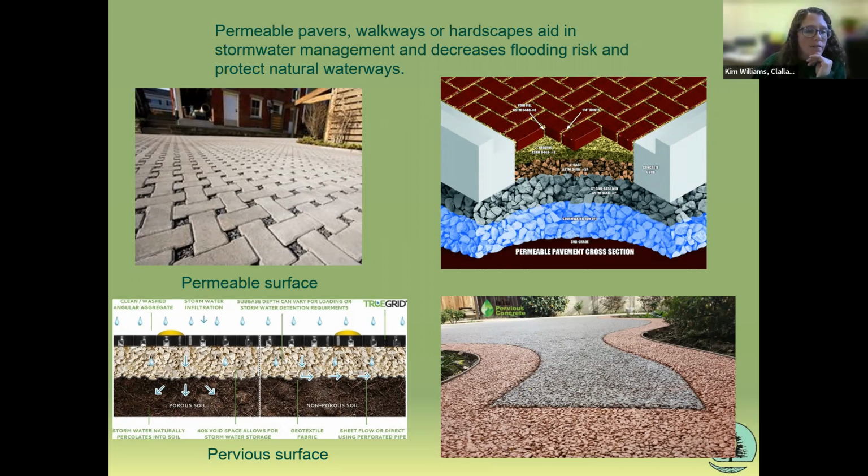And down here, the pervious surfaces are actually concrete with little holes in them, or little crushed rock with holes in them, where the water actually goes straight through the surface and into the soils. So we all are probably going to need a hardscape of some sort, for our cars or for a little patio. This is just really an alternative that, with a little bit of thinking ahead, can be done quite easily. We have the technology, we just need to use it, and it will really help our stormwater.